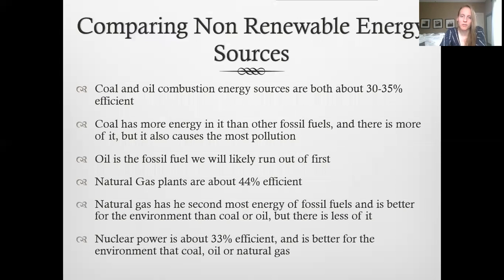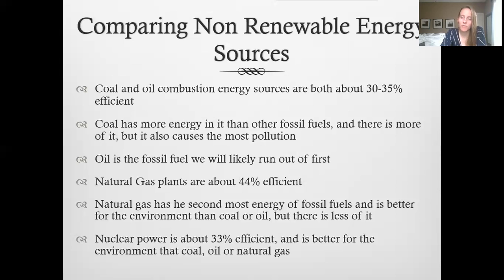If we look at some non-renewable energy sources, both coal and oil combustion are about 30 to 35% efficient. Coal does have more energy in it than any type of fossil fuel, so more than natural gas or oil. And there's more of it, but it also causes more pollution, which is why a lot of places are moving away from coal. Oil is less polluting, so still polluting, than coal, but it is the one that we're likely going to run out of first, the one we have the least amount of here on Earth.